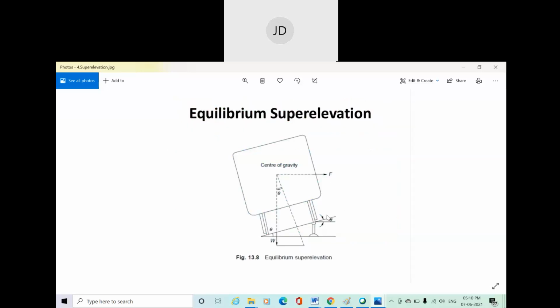You can see the weight of the train, and this is the center of gravity, and this is your centrifugal force. They are mutually at a right angle. This is a state of equilibrium superelevation. When the centrifugal force is perpendicular, or you can say at a right angle, to the direction of the weight of the train, it is called equilibrium superelevation. Basically this theta is your superelevation. Even this theta also you can say is the superelevation.